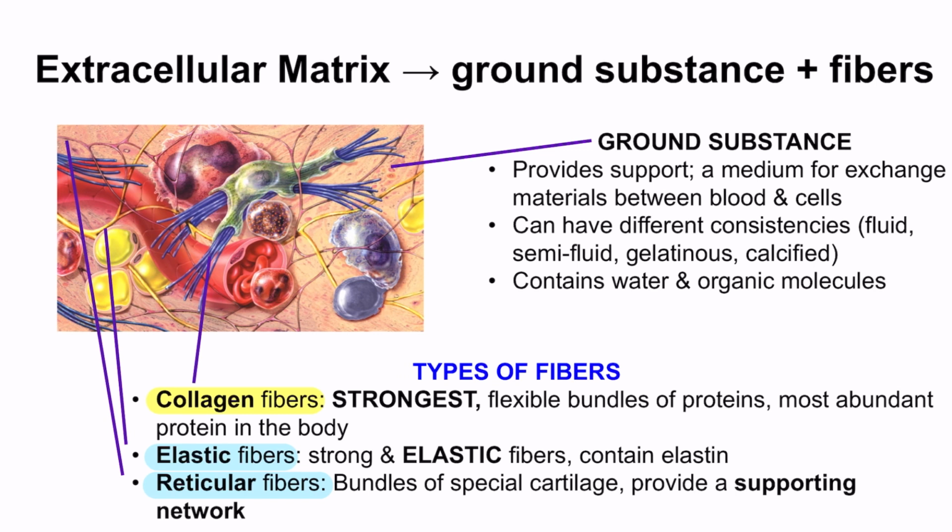And it contains water and other organic molecules. Maybe you've heard of hyaluronic acid, which if you're into skincare, that's a very common ingredient in moisturizers. That's because it's actually in our connective tissue. It holds on to water, so it helps retain moisture. Another one is glucosamine. Perhaps you have heard of that. You can take it as a supplement to strengthen your joints because it strengthens your connective tissue.